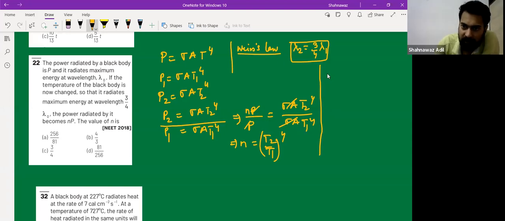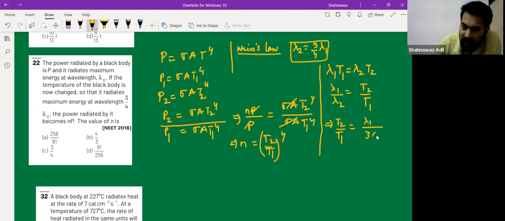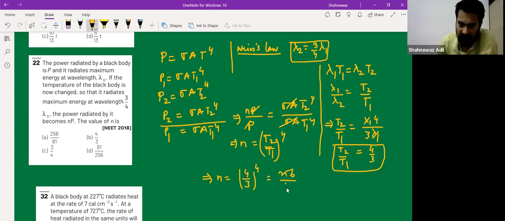So we know that lambda times T is fixed, so lambda 1 T1 is lambda 2 T2. So lambda 1 by lambda 2, we have to find T2 by T1. So T2 by T1 is lambda 1 divided by 3 lambda 1 by 4, so T2 by T1 is 4 by 3. Now we can solve. So what will be your n here? n will be (4 by 3) to the power 4, which is 256 by 81. Okay, right.